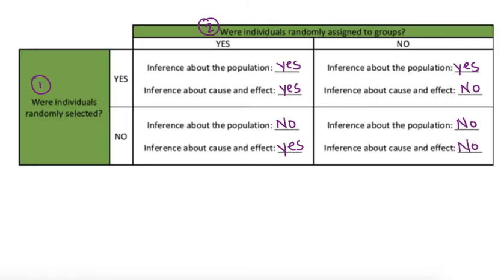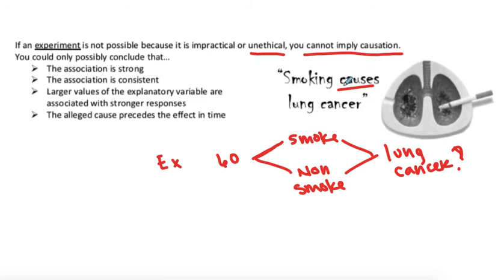And that's what it goes back to here. If we cannot randomly assign to the group, we cannot make inference about cause and effect. So even though people use this word causes haphazardly, we need to make sure that in statistics and in the science world, they are using that appropriately. Smoking causes lung cancer. Is it an accepted idea? Yes. But the better way would say there's a strong association. It is consistently shown that there's larger values of the explanatory smoking that are associated with stronger responses of lung cancer. Those are ways that we can still relate those 2 ideas, but still not apply causation. So we have to be careful about that.